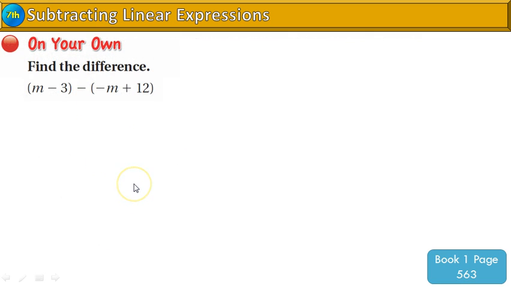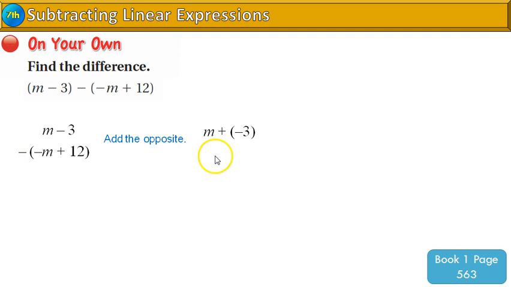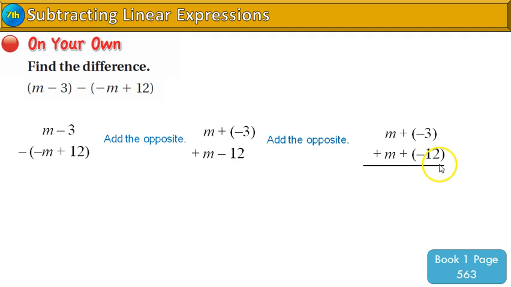Let's find the difference. Again, rewrite any part as add the opposite. We're going to use the vertical stack method just like before. However, we want to rewrite this as add the opposite. So this changes to m plus negative 3 and plus m minus 12. We still have some work to do because we do see a minus sign here, and this changes to plus negative 12. Now that they're stacked neatly, we can combine these together. M plus m is 2m. More negatives combined together make 15 negatives. You can also write it as 2m minus 15.